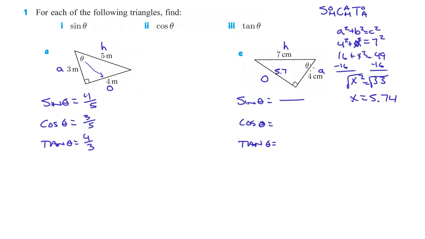So then sine from this angle is opposite over hypotenuse. So that's going to be 5.7/7. You could even leave this as the square root of 33 as well if you wanted, but I kind of like decimals more than I like my roots. So anyway, whichever one you prefer. Cosine of theta is adjacent over hypotenuse, so that's 4/7. And tangent is opposite over adjacent, so that's 5.7/4. Okay? All right.